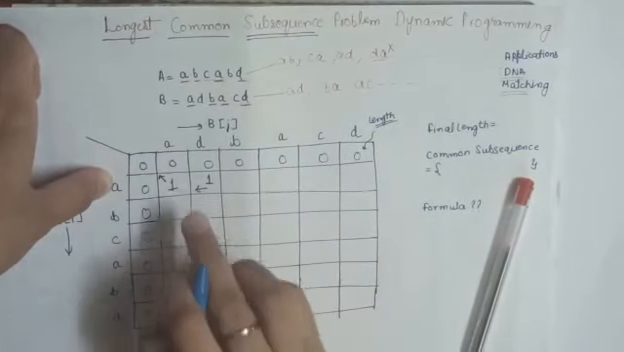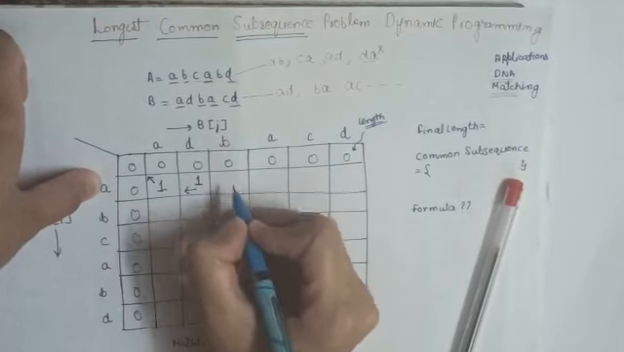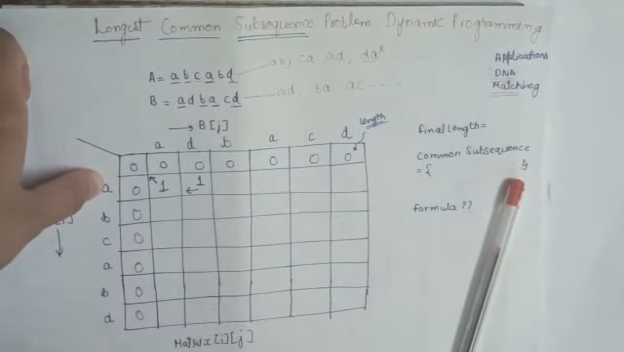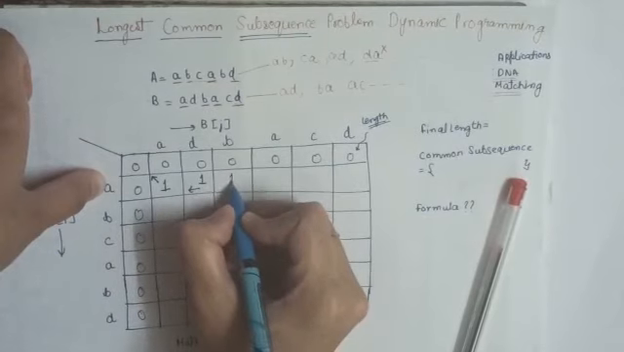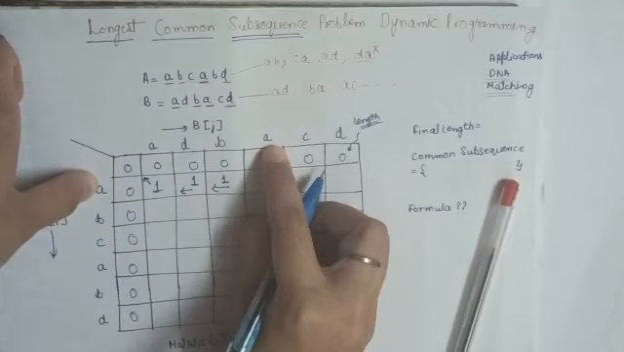Okay, so what I have to do, I have to take the maximum of this or this. Maximum of 0 and 1 is 1. Maximum from 0 and 1, the maximum value is 1 only. So I'll write 1. From where is this 1 coming? Here. These both are different, these both are same.